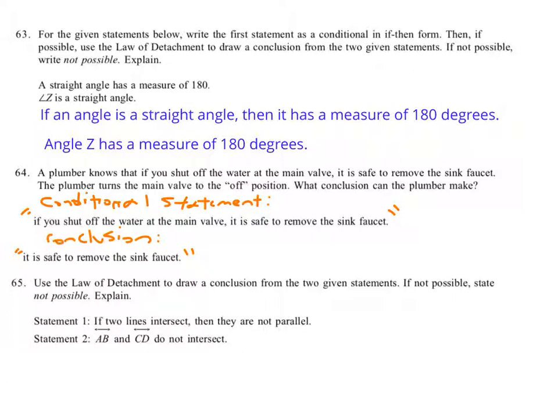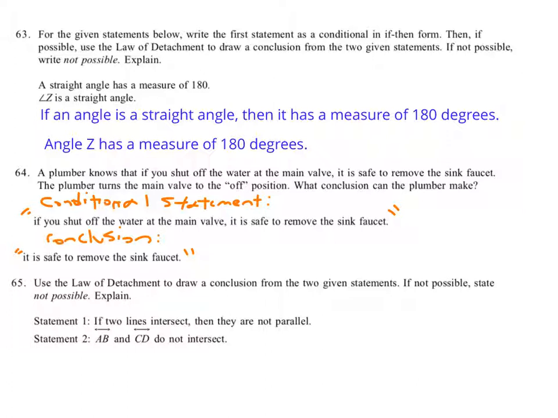Now, use the law of detachment, which says, just like we did on this last one, take a conditional statement, and then if you're told that the hypothesis is true, you know that the conclusion is true as well. So use the law of detachment to draw a conclusion from the given statements. Might not be possible, but let's check.